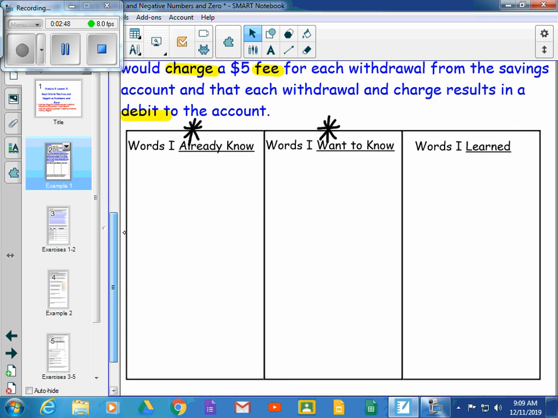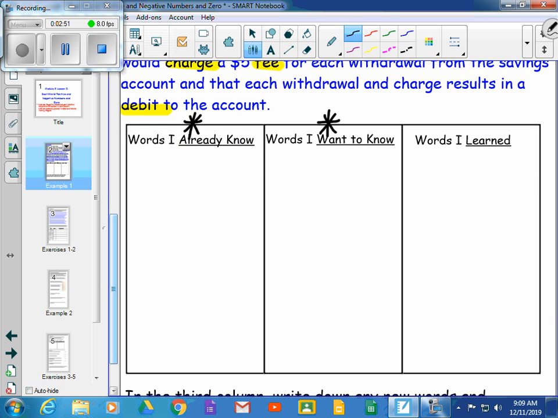Now, the first word that we have in there is savings account. A savings account is an account that is created in the bank for your money. It says how much money is being saved in the bank. The next word was a deposit. A deposit is putting money into the account. So that would make your account more positive, adding money to the account.